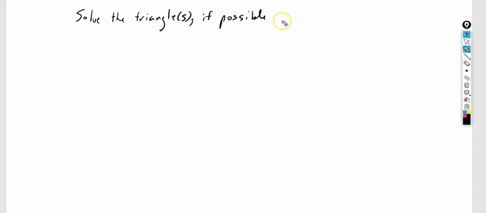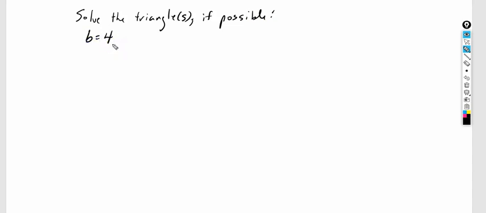All right, let's now look at an example where we're told to solve a triangle. So we might have one, we might have two, or it might not be possible to solve it.